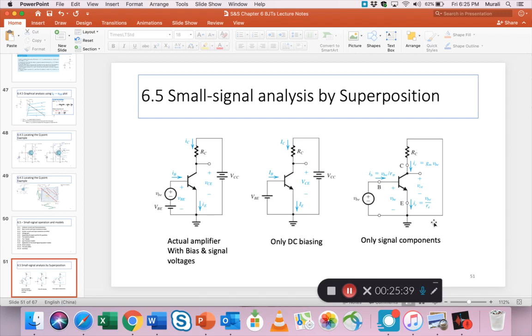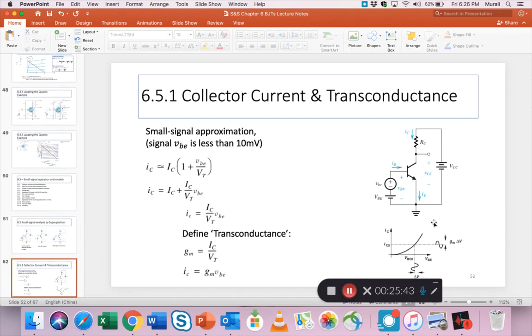Okay, so how we do this is in the next few slides. Again, much of the derivation of how the small signal formulas, the linear approximation formulas, are derived is in the text.